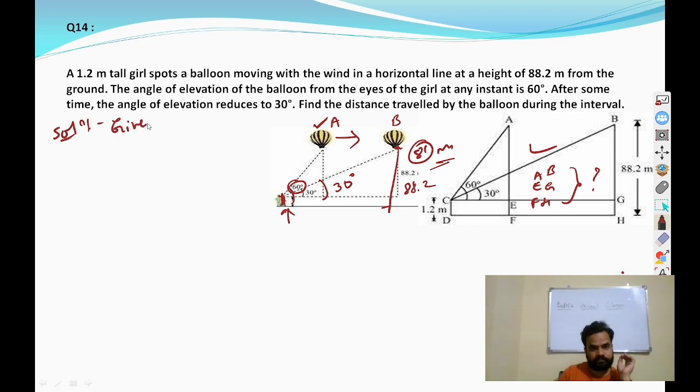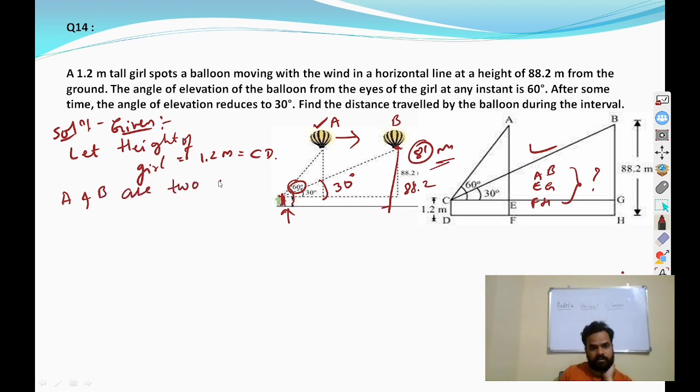Write given. So I will take, let the height of the girl be equal to 1.2 meter. I will take this as CD. Observe the diagram, you will come to know. CD. Right? A and B are two spots of the balloon, which is moving from one place to another place. We need to find AB.